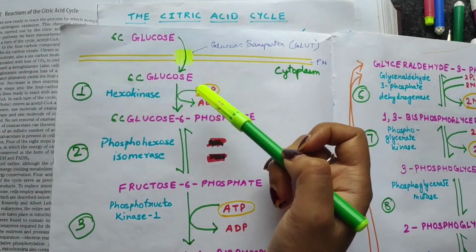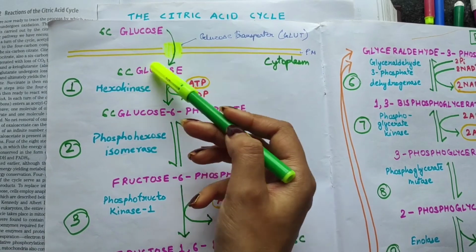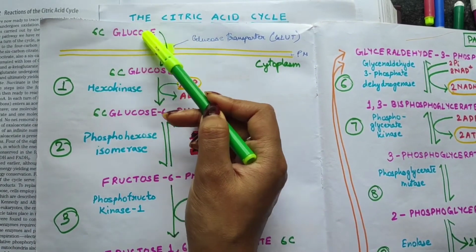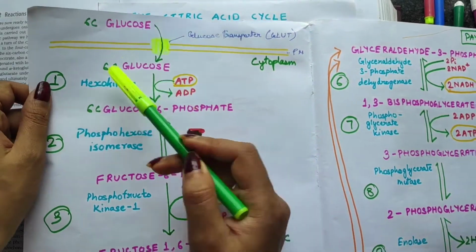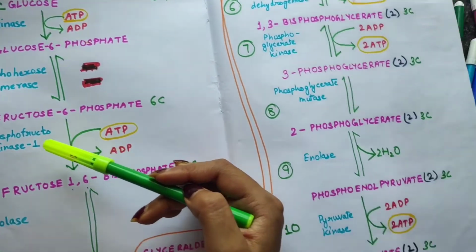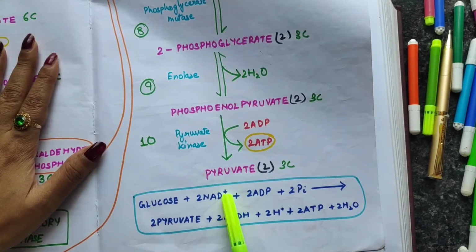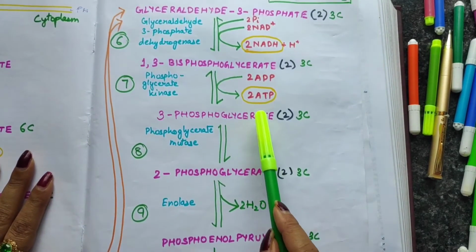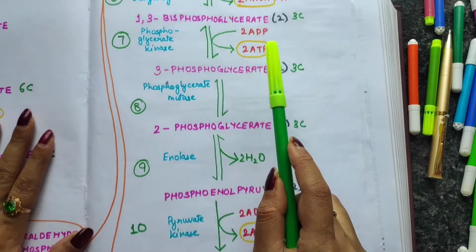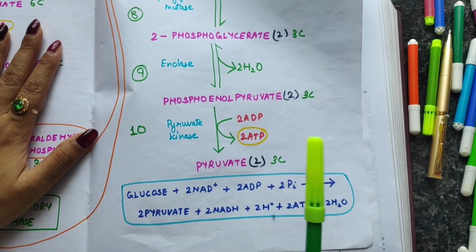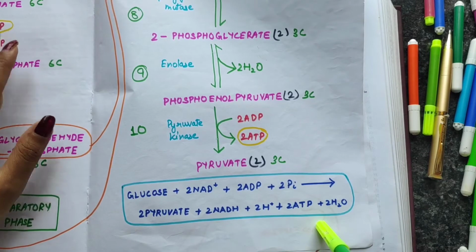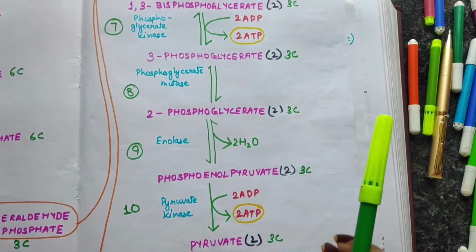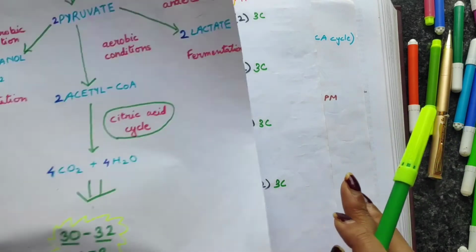So in glycolysis, the process was taking place within the cytoplasm, where glucose had entered inside the cell, and the entire process took place in the cytoplasm. Finally we got 2 molecules of pyruvate, 2 molecules of ATP, and 2 molecules of NADH. That was the final outcome of glycolysis. Now today we will discuss the citric acid cycle, which is this one.